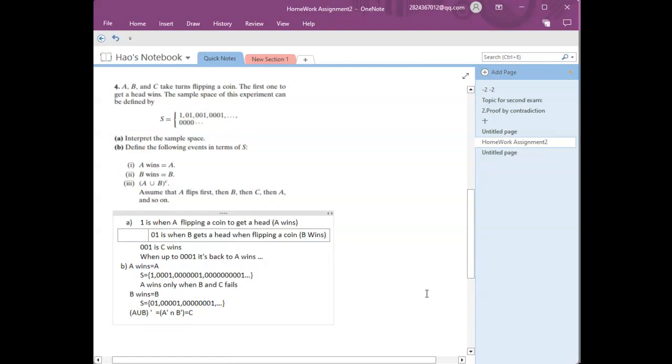So A flips first, then B, then C, then A, and so on. A wins only when B and C fail. B wins, which means A and C fail. So we have 0, 1, adding multiples of 4 zeros in front of 1. Right, by De Morgan's law, the complement of A intersection complement of B equals C.